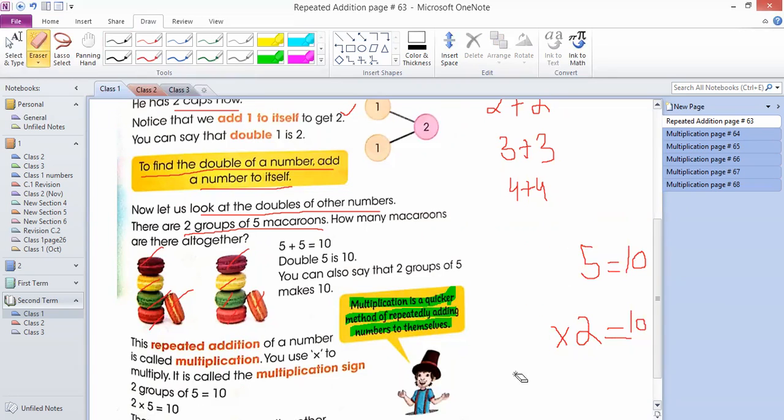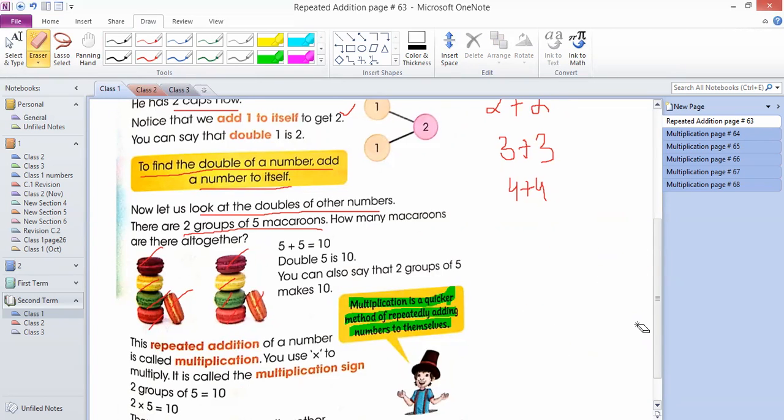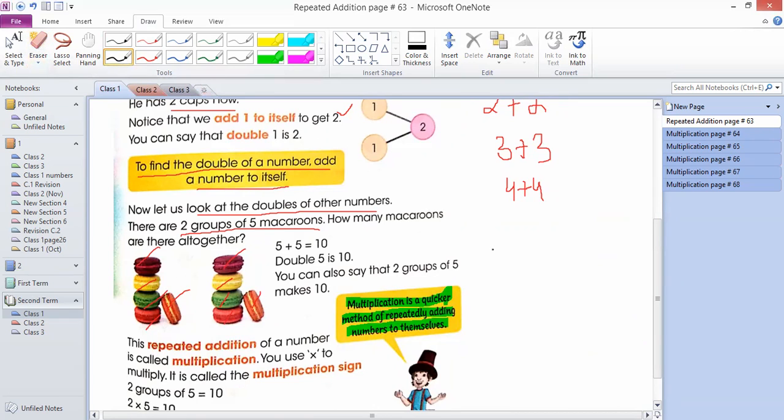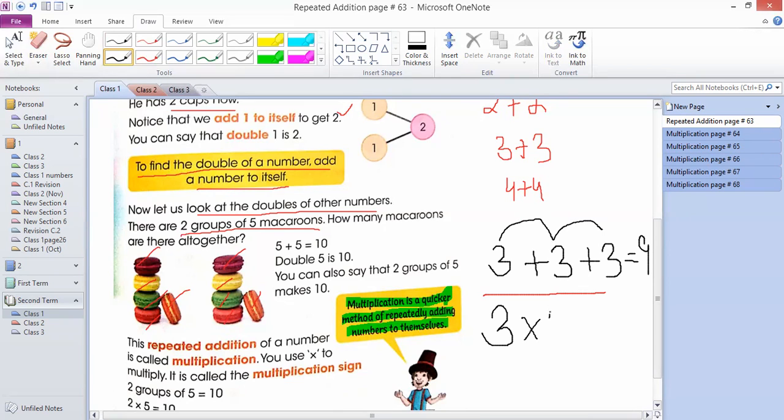Let's suppose I give you one example. If there are 3 biscuits in one plate, in 2 plates how many biscuits will there be? You will say, sir, 3 plus 3, 6. In 3 plates, how many biscuits will there be? 3 plus 3 plus 3: 3 plus 3 is 6, 6 plus 3 is 9. So in 3 plates there will be 9 biscuits. Or you can simply do multiplication. There are 3 biscuits in one plate, and there are 3 such plates. So multiply 3 by 3, which also gives the same result, 9.